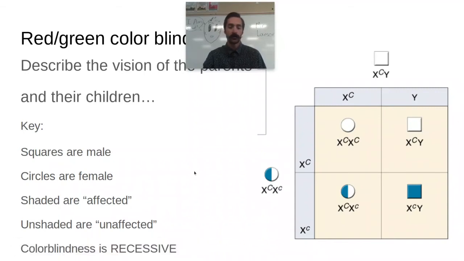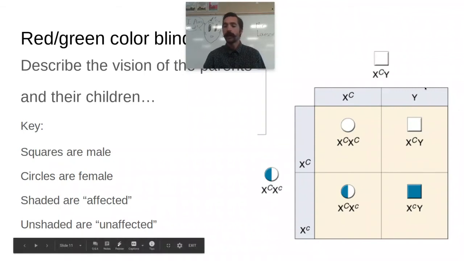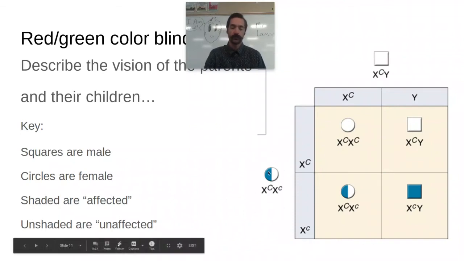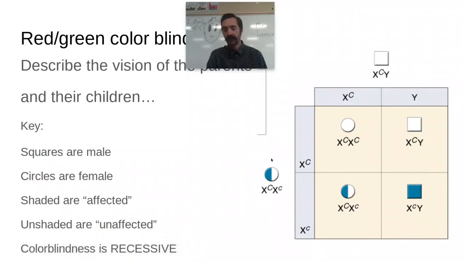Color blindness is a recessive trait, meaning if you have the recessive allele, you will be red-green colorblind. Here is an example of a male who is not colorblind, so he is unaffected, and a female who is a carrier. We know she is a carrier by the circle as well as by looking at the genotype. Here it has the half shaded, half unshaded, basically meaning she is a carrier.